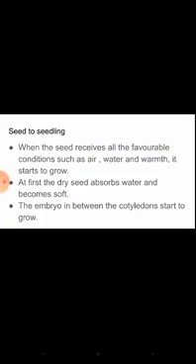So how is a seed developing into a seedling? When the seed receives all the favorable conditions such as air, water and warmth, it starts to grow. These are the necessary conditions for germination. At first, what is happening? The dry seed absorbs water and becomes soft.